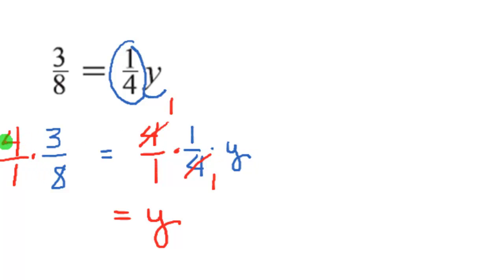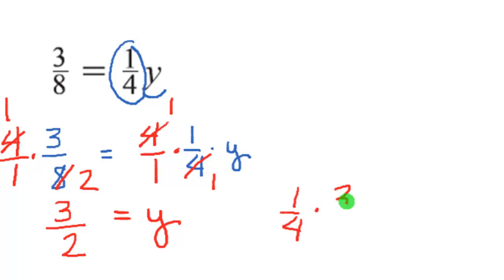And over here, when we multiply these fractions, we can do a little reducing first and then multiply across. And so we get 3/2 equals y. We'll do a quick check here. Substitute in 3/2 for y. Let's see what 1/4 times 3/2 is. Well, multiply across and we get 1 times 3 is 3, 4 times 2 is 8, or 3/8.